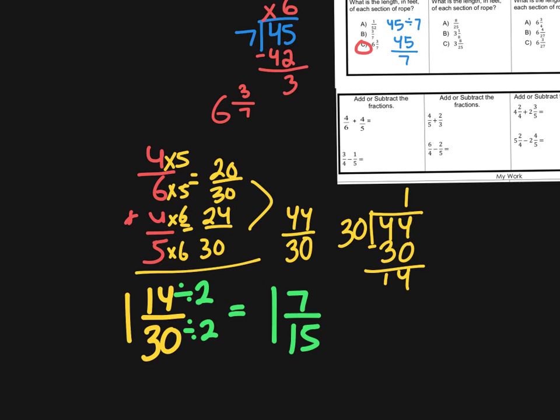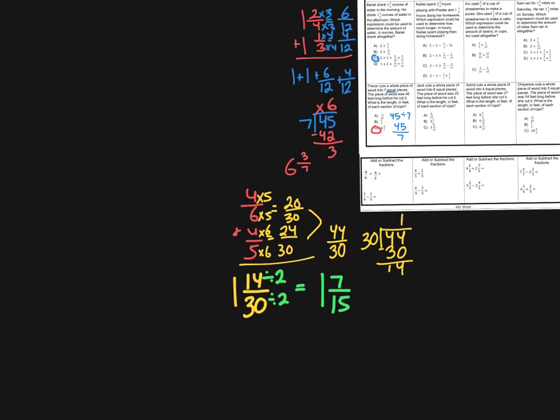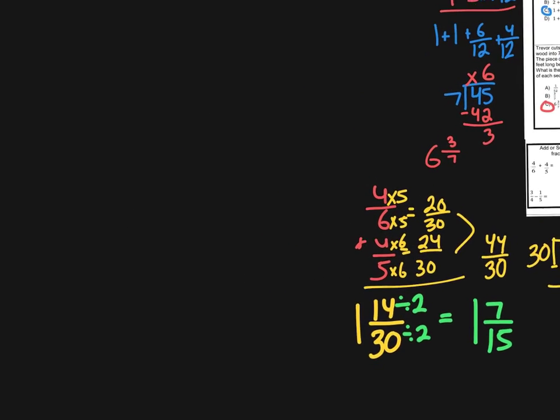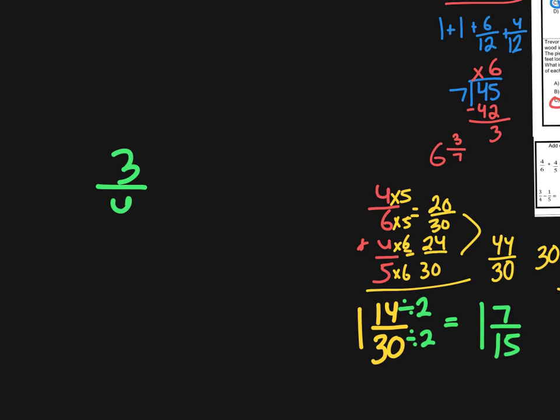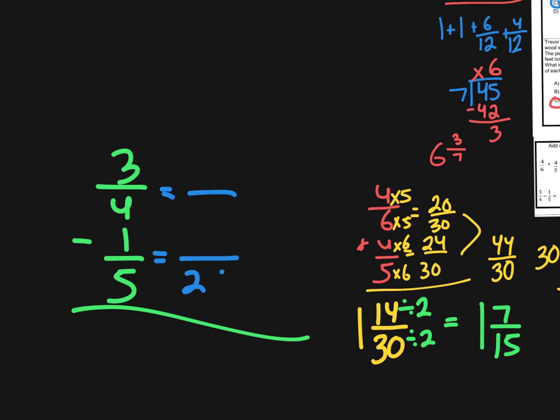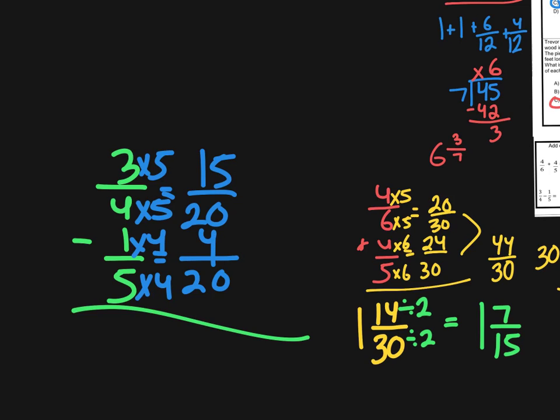For the second part, let's go ahead and solve it over here. It is 3/4 minus 1/5. Here's 20 and 20 as our common denominator. This is times 5, times 5 to give us 15. This one is times 4 to give us 4. This is 15 minus 4, so we don't need to borrow or decompose. So that'll be 11 out of 20. And that's our answer, 11/20ths.